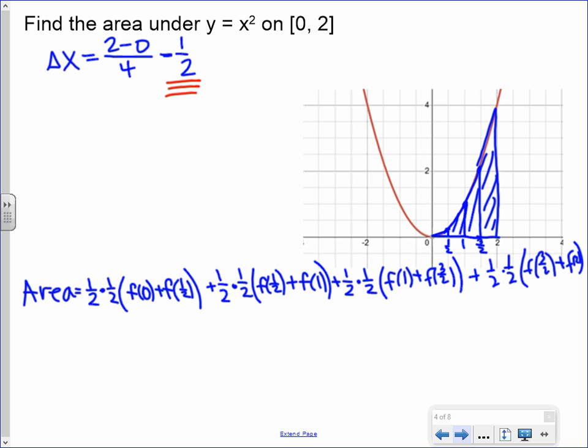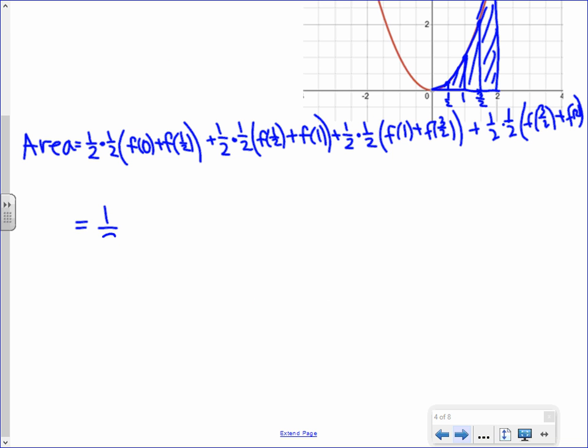Let's look at this and talk about some similarities in every single trapezoid that we found. First of all, all of them start out with 1/2, and all of them have the height. Do you agree? So could I take 1/2 times the height and factor it out? Yeah, that would be way easier. So let's do that. Now I want you to look at the bases that we add together.